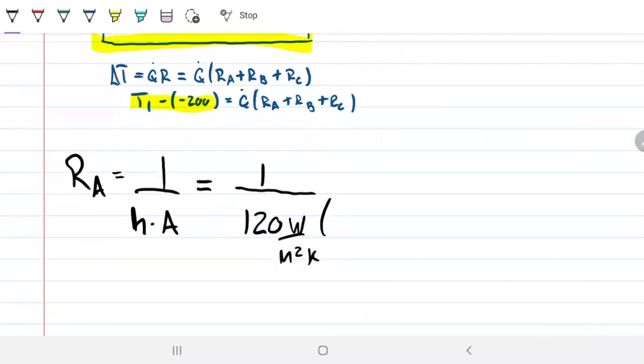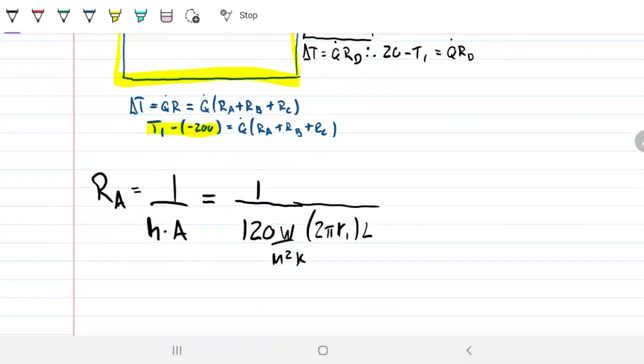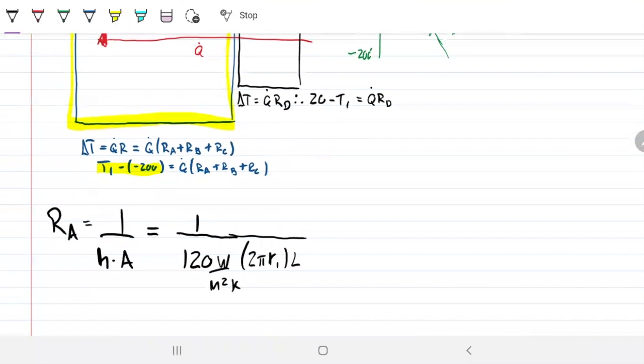So this guy is 2 pi r1 times L. And we go back to that same old problem: what are we going to do? Are we going to do L equals 1, or are we just going to keep that L in the loop and take it as we go? It's really up to you guys, whatever you find easier.